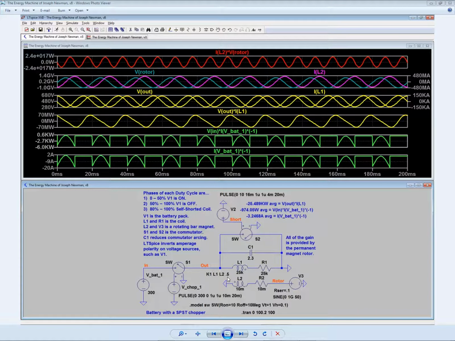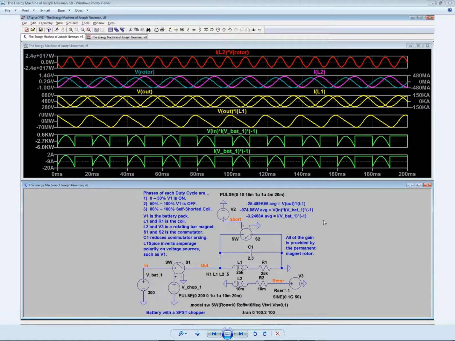So in order to accommodate his suggestion of going to 0.5 coupling coefficient, previously version 7 had 0.99, I had to raise the inductance and the resistance of L1 and R1, raise the capacitance of C1, and raise the voltage of V3 in order to get a predominantly negative amperage on the battery pack, which also created a negative wattage on the combined energy going in, both the volts and the current, as well as a negative wattage on the coil. And so I decided to list them here.